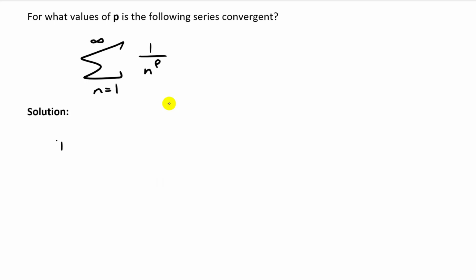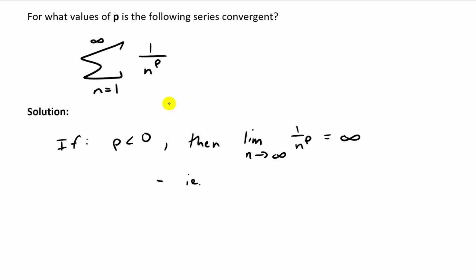If p is less than 0, then we have 1 divided by n to a negative power, which gets flipped and becomes positive. So the limit of each term as n approaches infinity of 1 over n to the p is going to be equal to infinity.